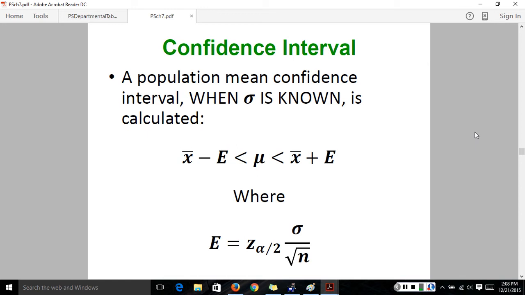Notice also in the notation I have the lower bound less than mu, less than the upper bound. The less thans and mu stay in the answer. Mu is what I'm estimating. It's what I'm trying to find a range for.